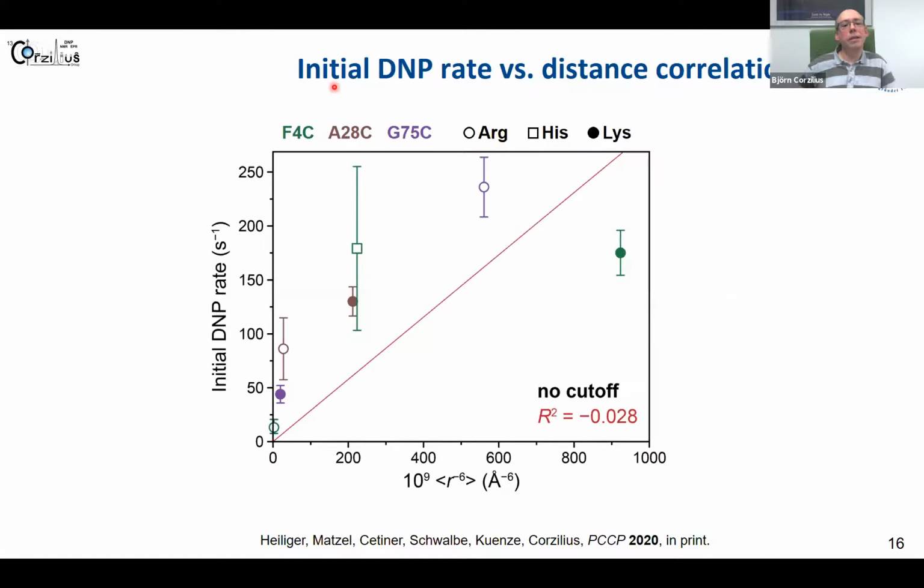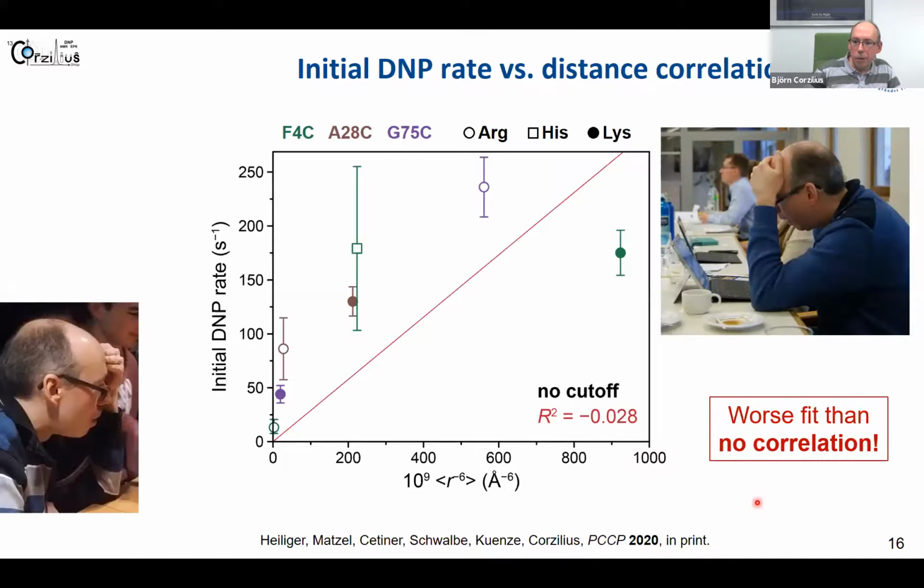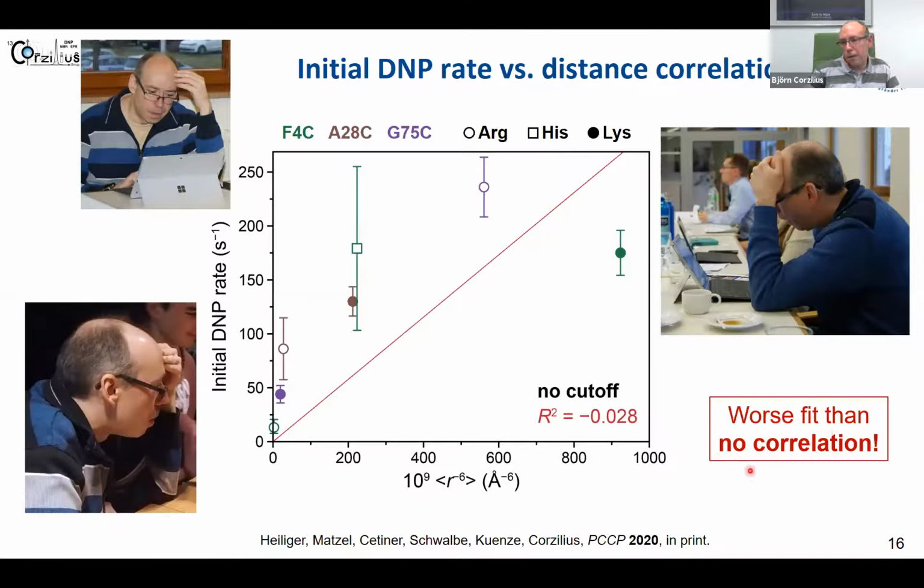However, when we plotted the measured initial DNP rate versus the computationally generated distance distribution, this was quite disappointing. When we tried to fit this with our theoretical model, we saw a fitness of negative 0.028. This negative sign indicates that the fit is worse than if we had assumed that there is no correlation at all.